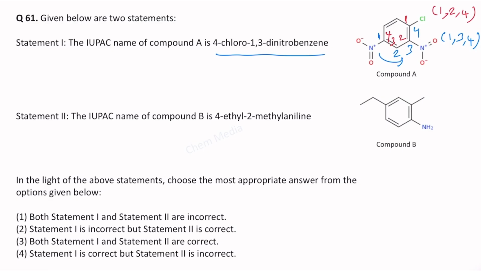That means the correct name is 1-chloro 2,4 dinitrobenzene. Therefore statement 1 is incorrect. This means option 3 is wrong, option 4 is also wrong.